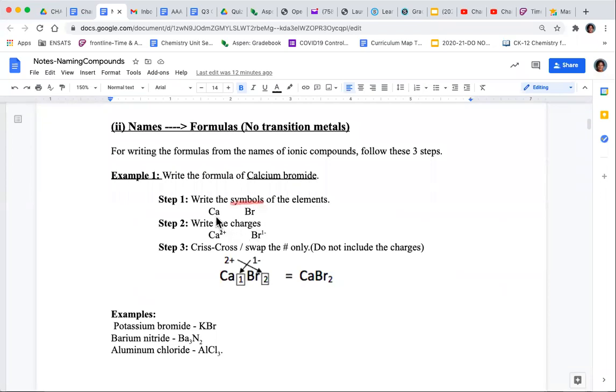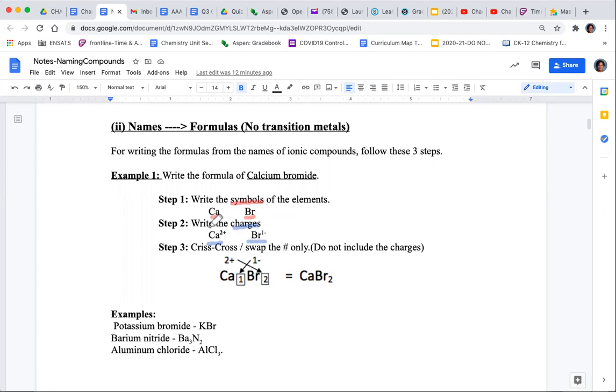The symbol for calcium is Ca. The symbol for bromine is Br. So that is the first step. Then what is the second step? Write the charges. You can look at the second page and see the charge for calcium. Calcium is in group 2, so it has 2 positive charge. Look for bromine, which is in group 17. It has negative 1 charge. So that is step 2.